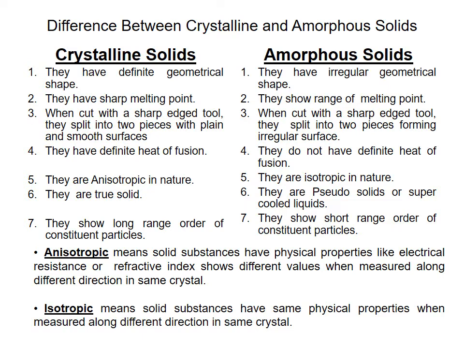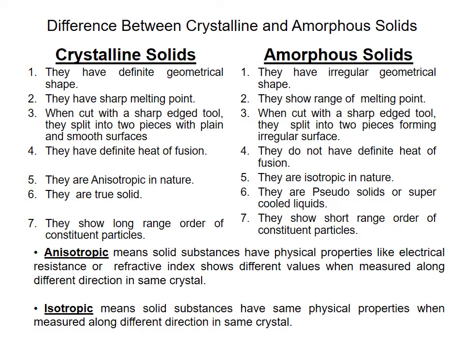But if we want to understand them, we will use that crystalline solids show a long range arrangement of the particles. As a result, they have a definite geometrical shape, whereas amorphous solids have a short range arrangement of the particles and so show an irregular geometrical shape.